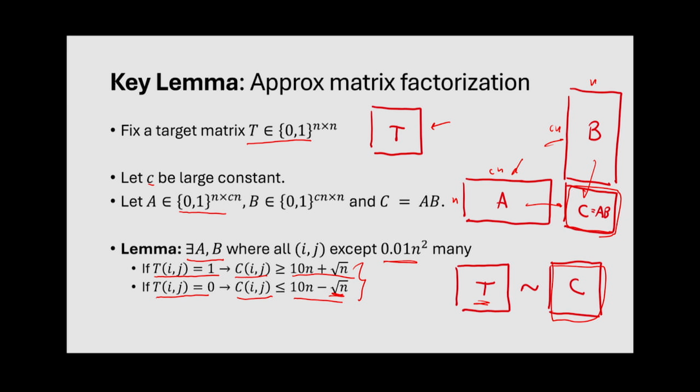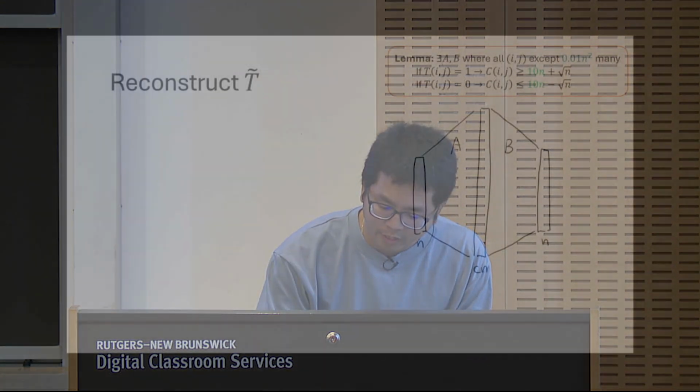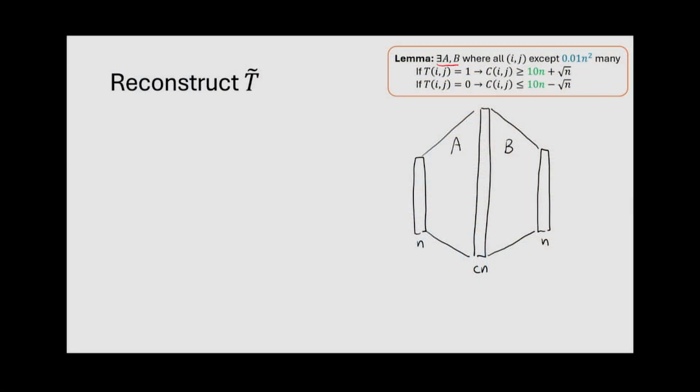Okay. So you see the definition, how T and C are similar. So if we have this, then we are done. Want to claim? Okay. So how? Suppose that I can construct A and B like this.